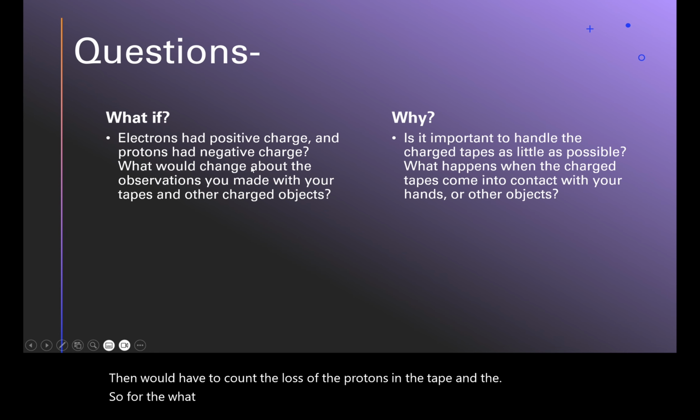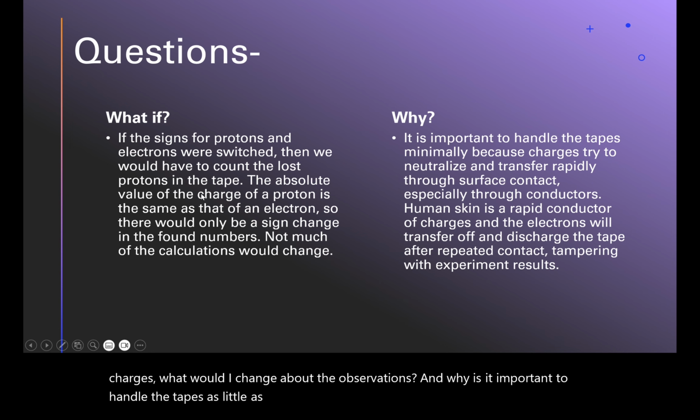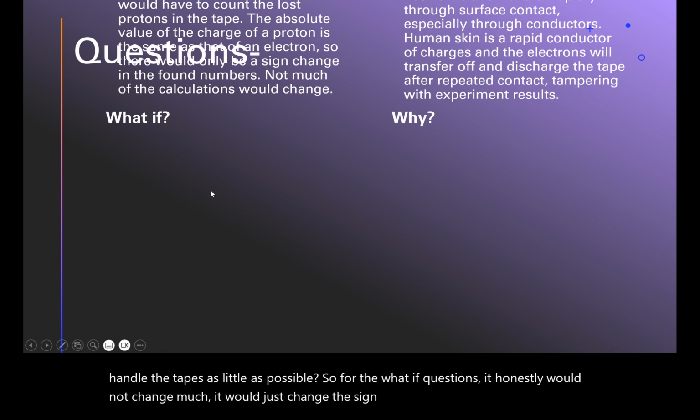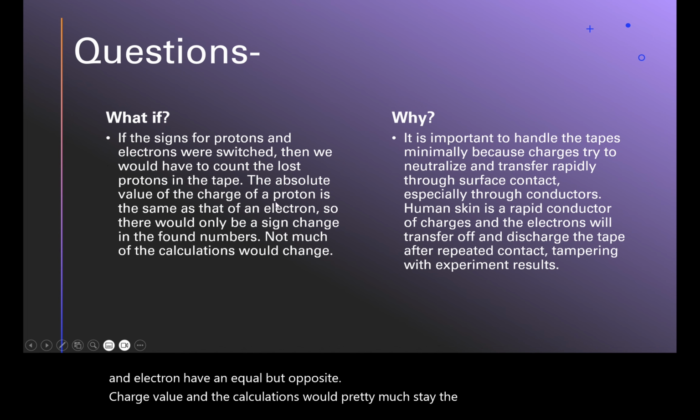So for the what if and why questions: if the electrons and protons had opposite charges, what would I change about the observations, and why is it important to handle the tapes as little as possible? For the what if question, it honestly would not change much. It would just change the sign of our charges because the proton and electron have an equal but opposite charge value, and the calculations would pretty much stay the same apart from the sign differences.